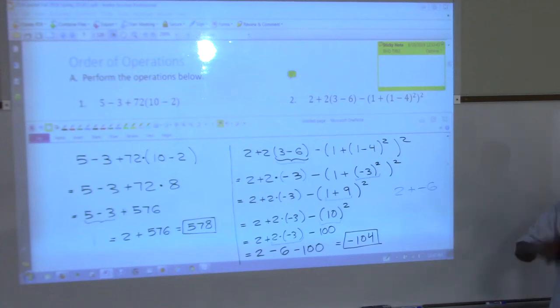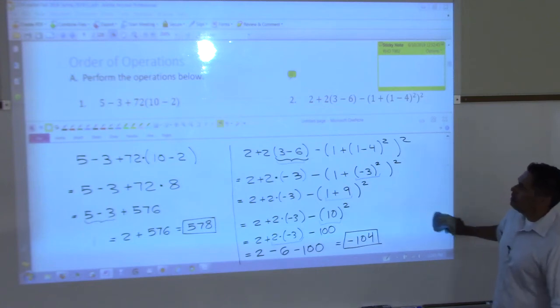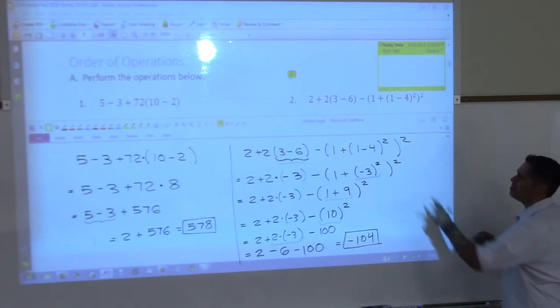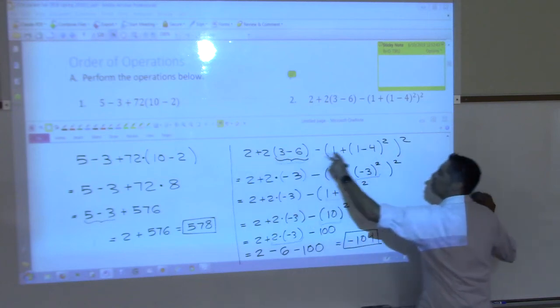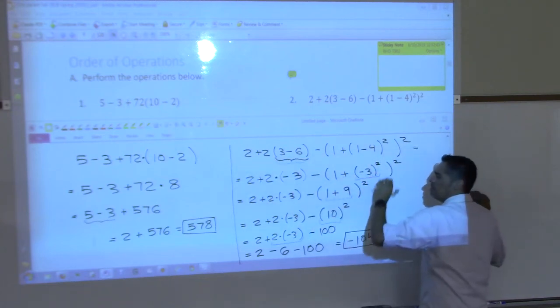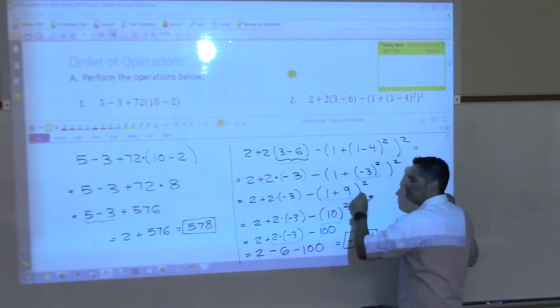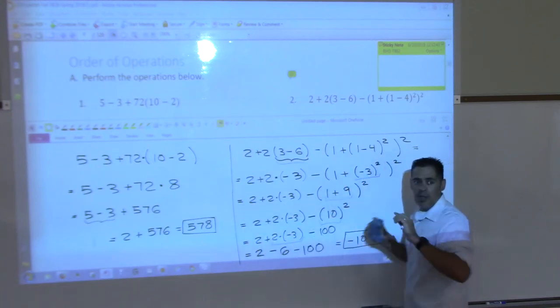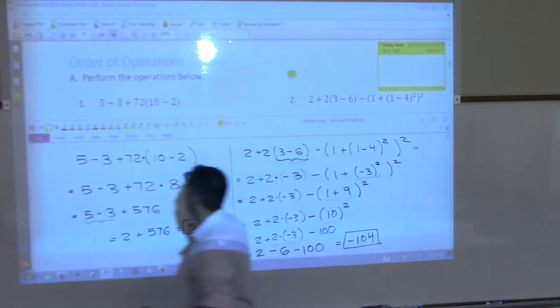Questions, comments? Yes? Why don't you stay on the right side of the equation the entire time? What I'm doing is I'm saying that this expression is equal to this expression, which is equal to this expression, which is equal to this expression. I'm not working with two sides of an equation.